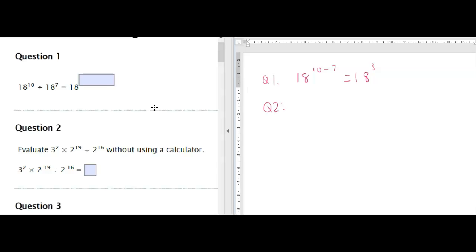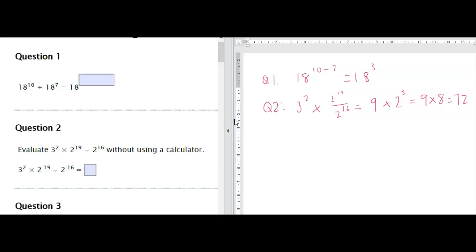Evaluate 3 squared times 2 to the power of 19 divided by 2 to the power of 16 without using a calculator. So even though they're big powers, if I write this division as a fraction, so 2 to the power of 19 over 2 to the power of 16, and 3 squared is 9. And in the division, we subtract our powers. So 2 to the power of 3. So that's going to be 9 times 2 to the power of 3, which is 8. So your answer is 72.